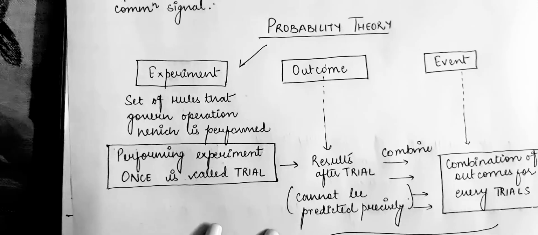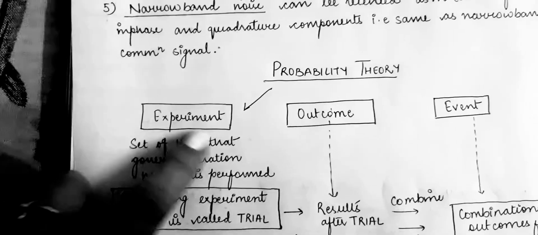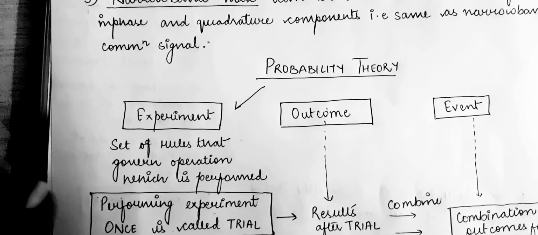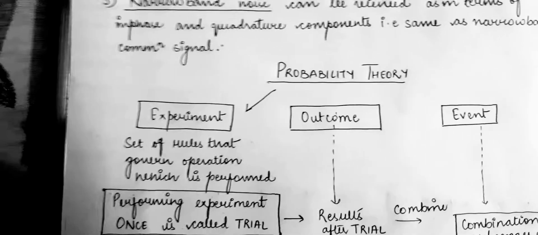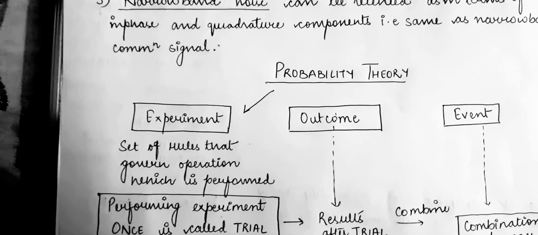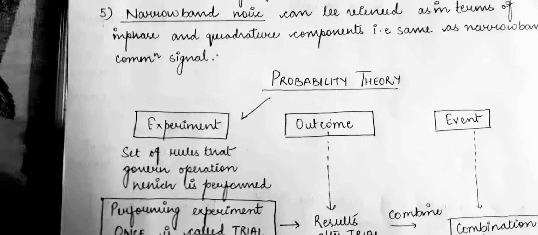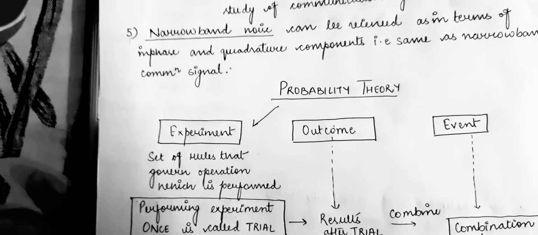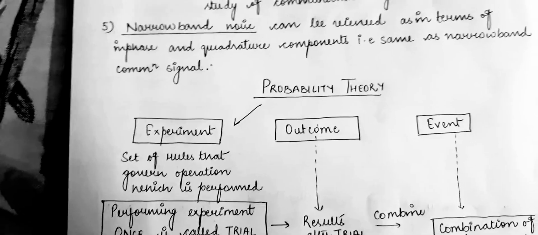Now coming to probability theory. Probability theory consists of an experiment, that is the set of rules that govern the operation being performed. In this, we perform the experiment once, which is known as a trial. When a trial is performed, we get a result that cannot be predicted precisely. These are known as outcomes. Within the experiment, there are a number of trials. When we combine these results, we get the outcome of every trial, which is known as an event. This whole procedure is known as a random experiment or random process.